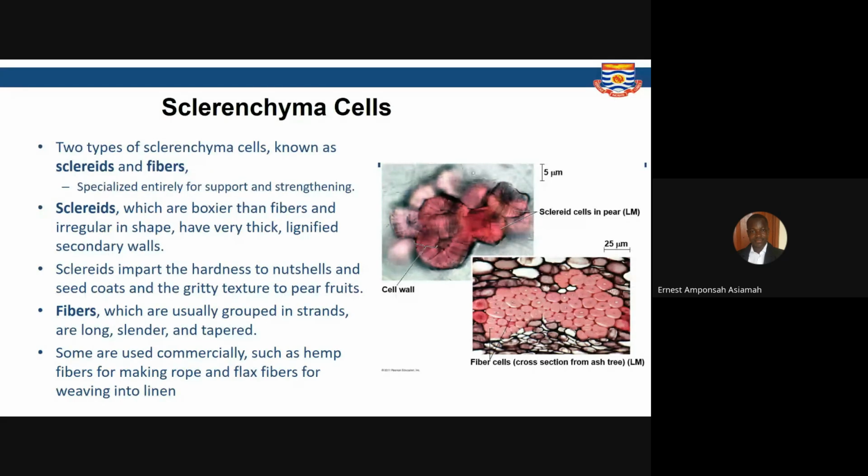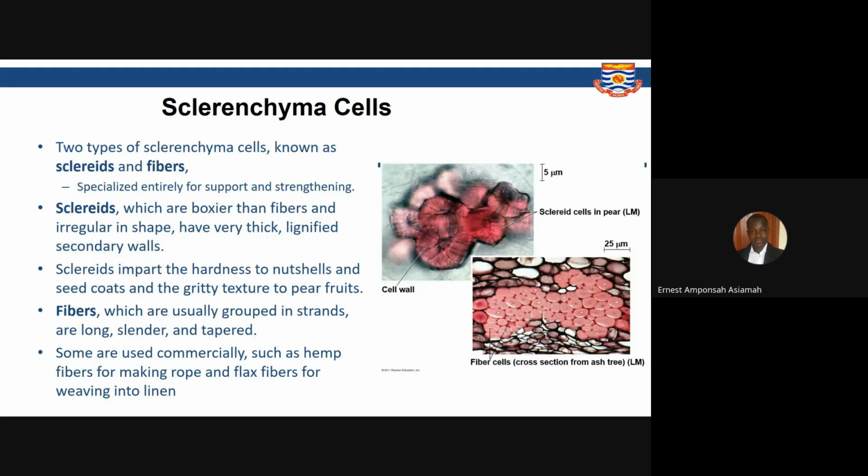There are two types of sclerenchyma cells. So we have what we call the sclerites and the fibers. The sclerites have this kind of box shape, so they are boxier than the fibers. The fibers' shape is relatively irregular, and they have relatively thicker lignified secondary walls. So they have more of the lignin.